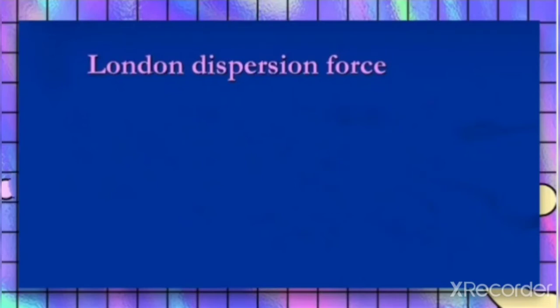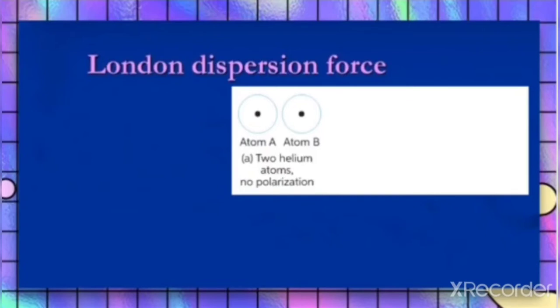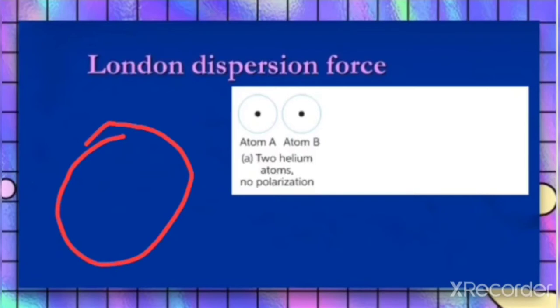So let us consider two atoms A and B. In these atoms, as we know, the nucleus is present at the center, which is positively charged, and the electrons are revolving around the nucleus. So we can say that there is a symmetrical distribution of the electron cloud. That means the electron cloud is symmetrically distributed. So because of this, there is no end here. That is, we can't say that this is a positive end or negative end, because there is a symmetrical distribution of electrons around the nucleus.